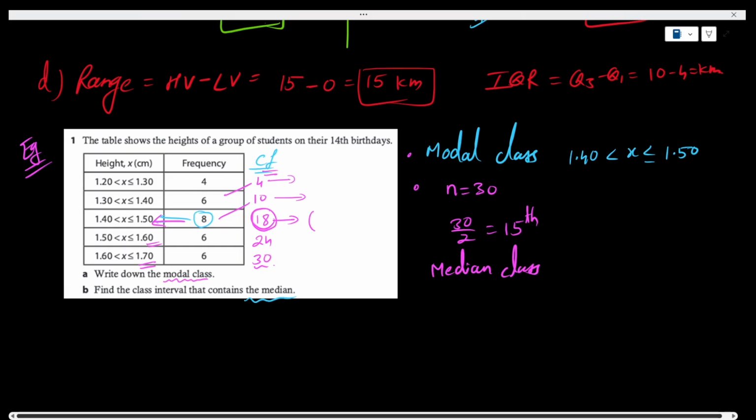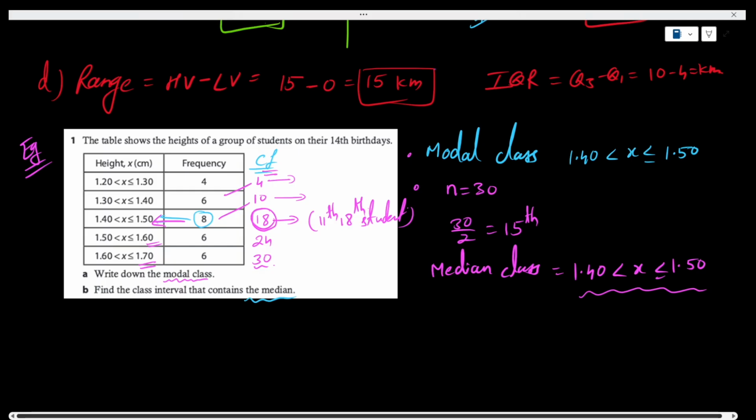You will see here that the data from the 11th to the 18th student will include the 15th student's data. So that is also 1.40 ≤ x < 1.5, right? So the median class is this. That means the median is going to fall between 1.4 and 1.5.